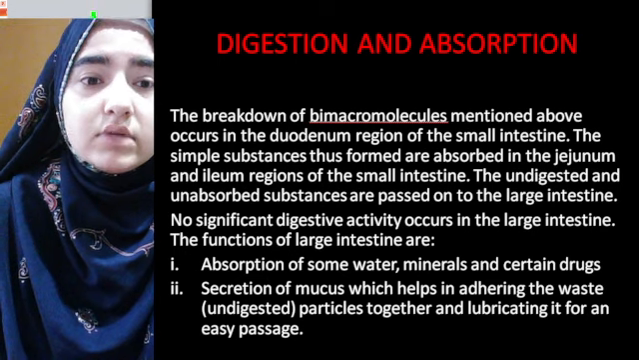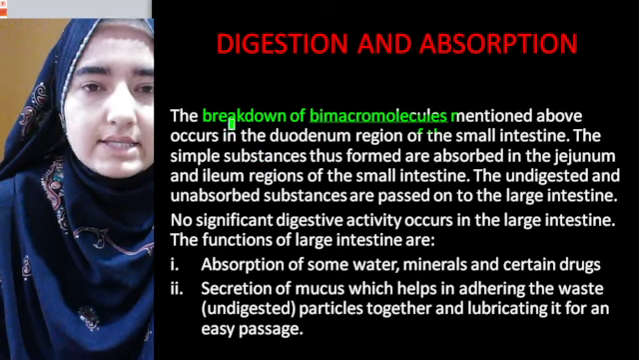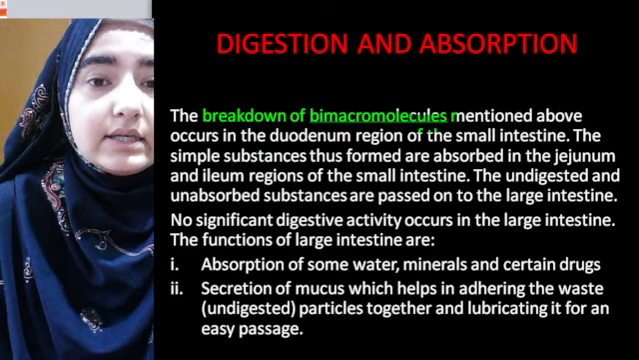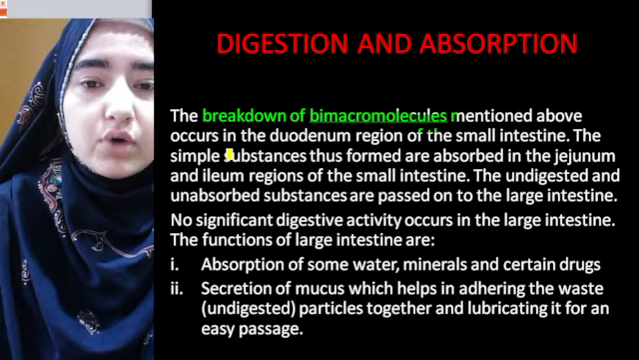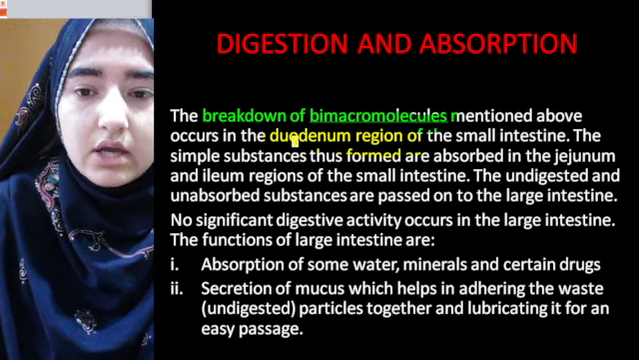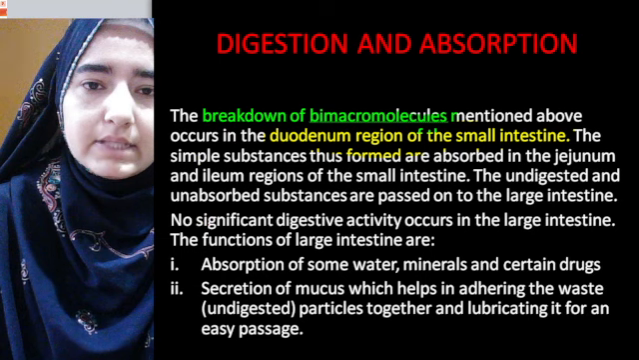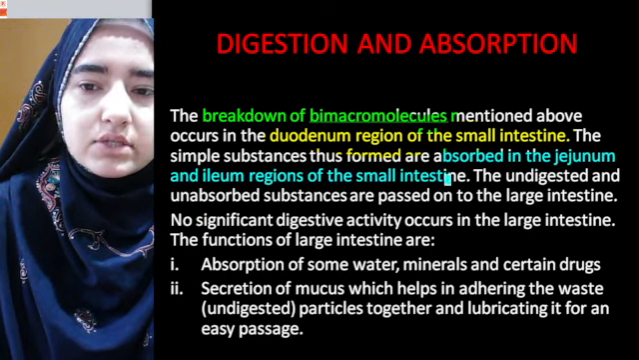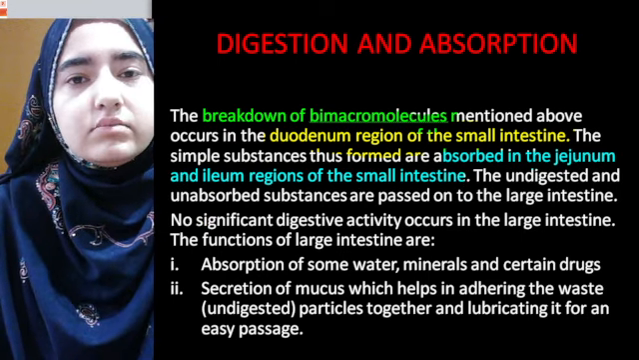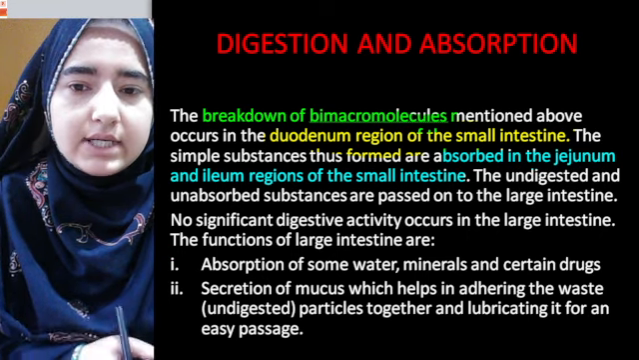Now, in the above reactions, we saw that breakdown of macromolecules is taking place in the small intestine. But in which part of the small intestine? The first part, that is the duodenum region. Thus, the simple substances that are formed are then absorbed in the jejunum and ileum region of the small intestine, and the substances which are not digested or absorbed are simply passed on to the large intestine. Okay, I'll write it here.